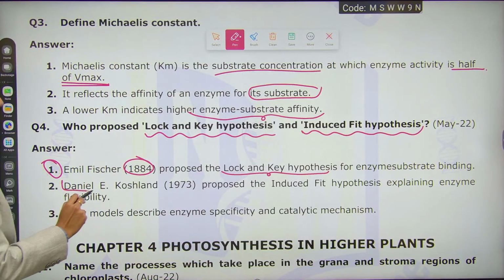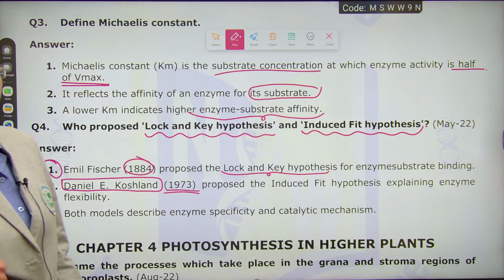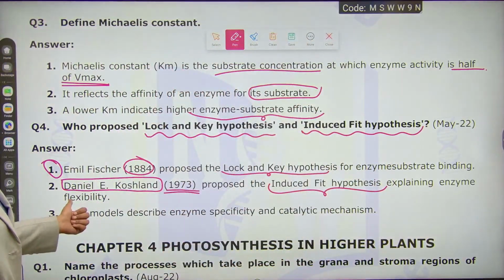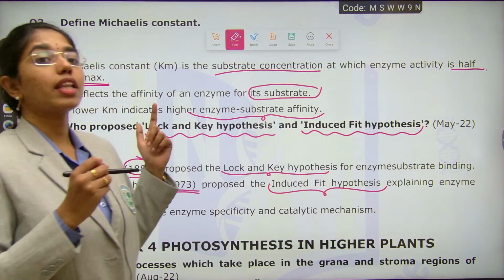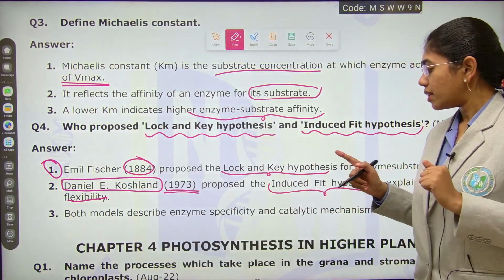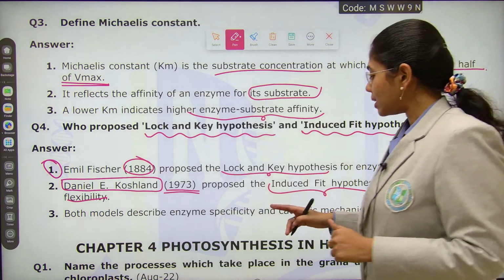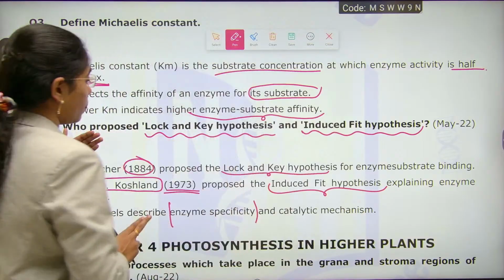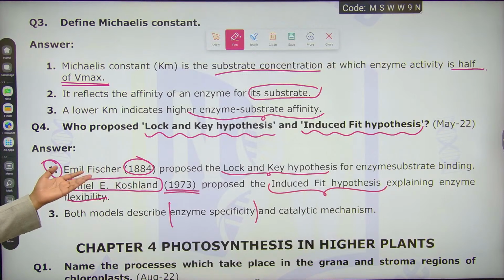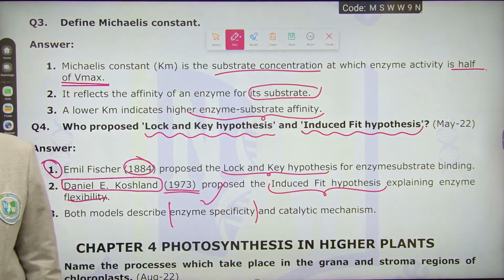Next, Daniel E. Koshland in the year 1973 proposed the induced fit model, explaining enzyme flexibility. In the lock and key hypothesis the active site of the enzyme is rigid, whereas in the induced fit model the active site of the enzyme is flexible. Both Fischer's model and Koshland's model describe enzyme specificity and catalytic mechanism. Fine, clear till here?